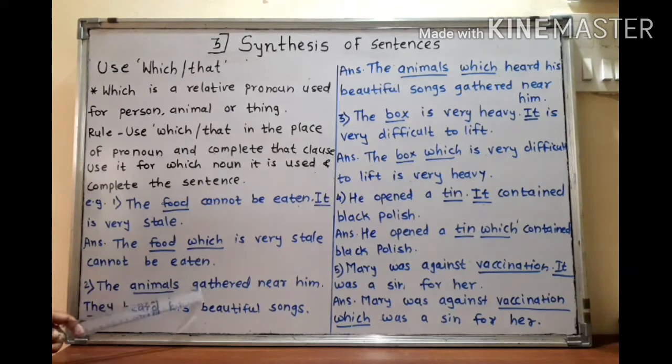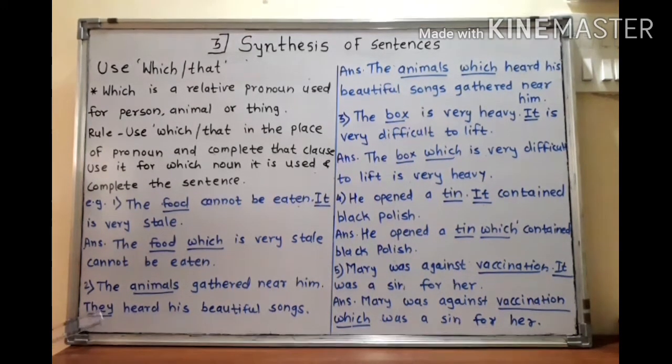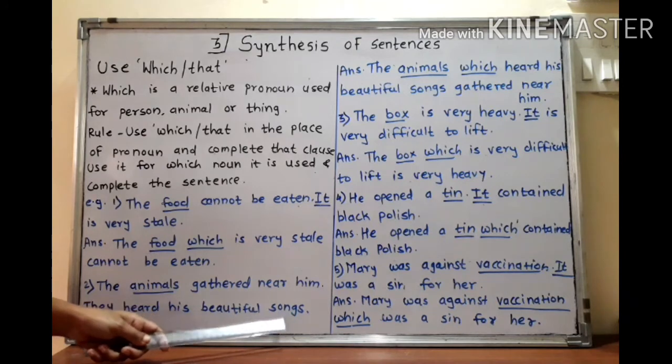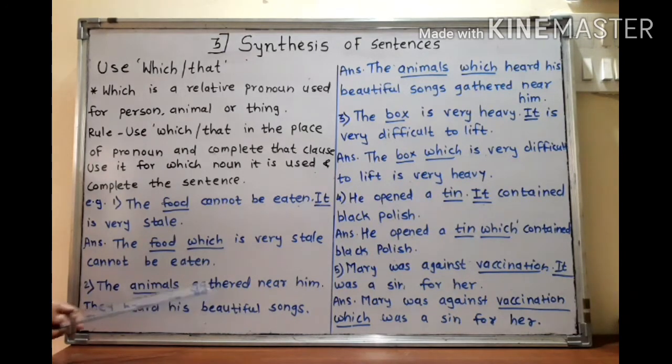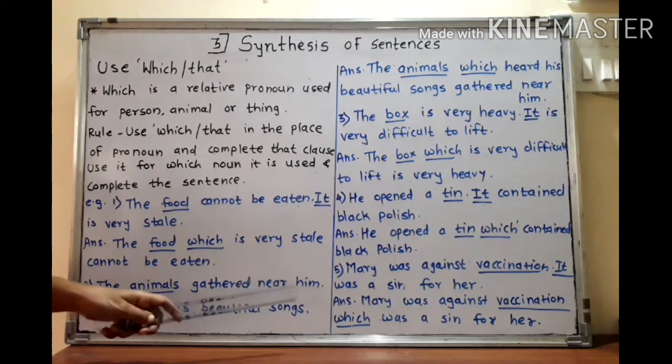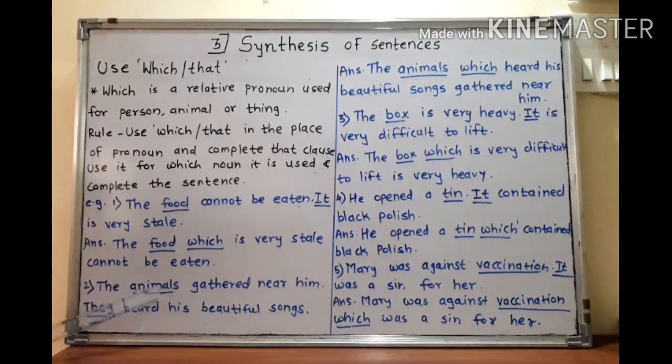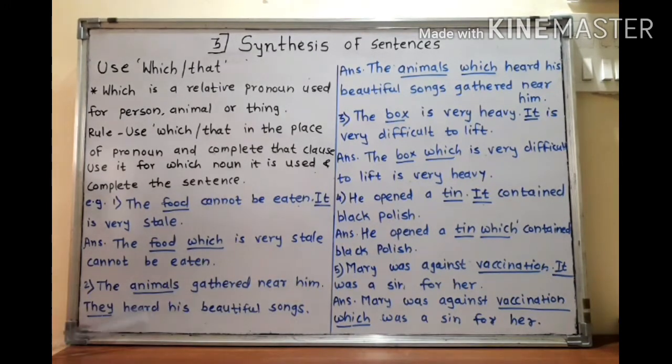The animals gathered near him. They heard his beautiful songs. This they stands for animals. So in the place of they, you have to use which. Immediately after this animals, you can use which and complete this clause and then write the first clause. So how will the answer be? The animals which heard his beautiful songs gathered near him. You can also say, the animals gathered near him which heard his beautiful songs.